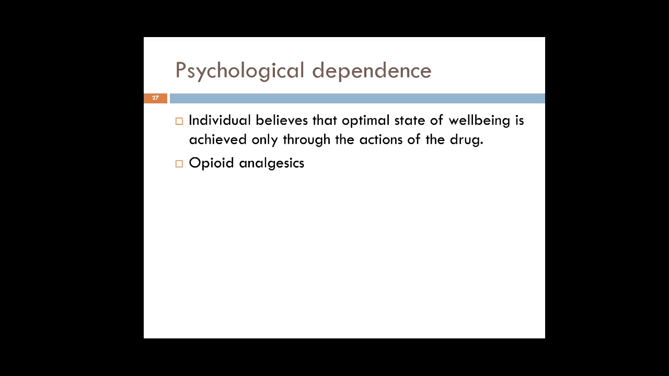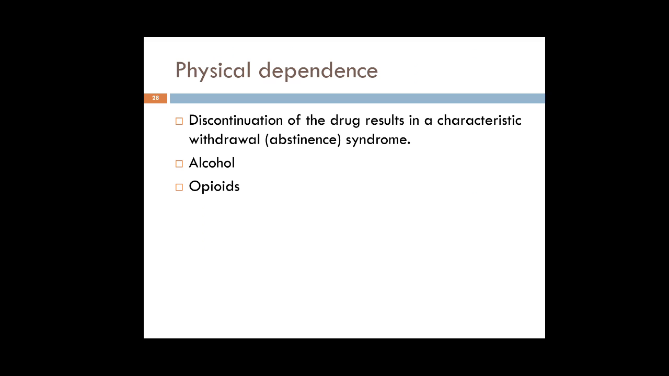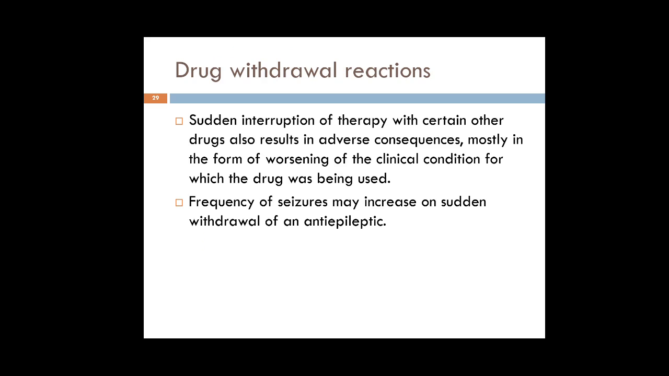For example, opioid analgesics. Another type of dependence is physical dependence. Discontinuation of the drug results in a characteristic withdrawal syndrome. For example, alcohol and opioids again. Okay, means they get physically dependent on the drug. So they show physical symptoms. If the drug is withdrawn suddenly, they show physical symptoms, which are called withdrawal or abstinence syndrome, which is commonly seen with alcohol.